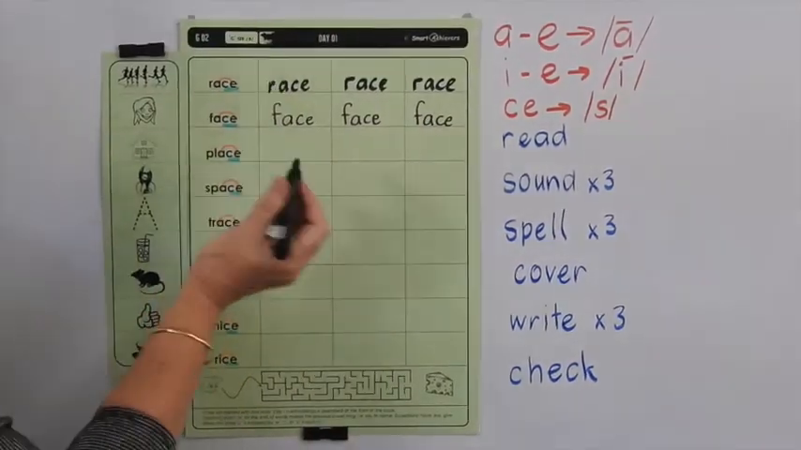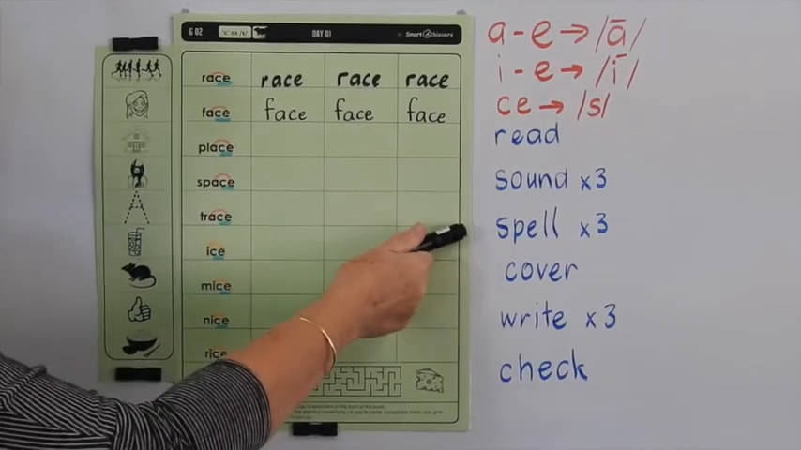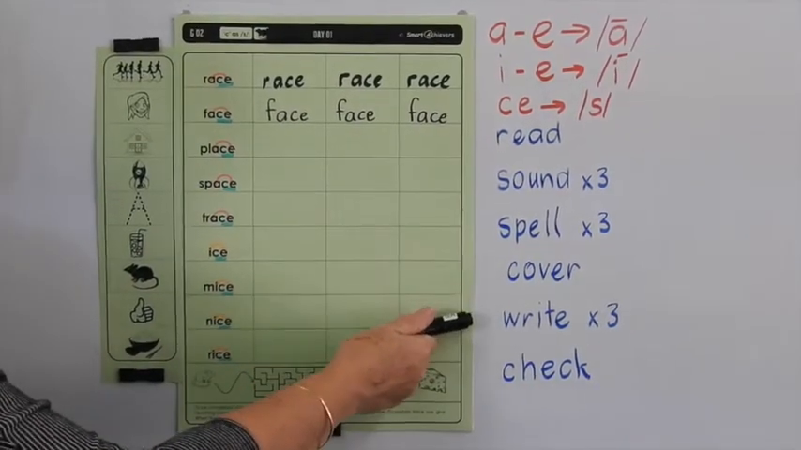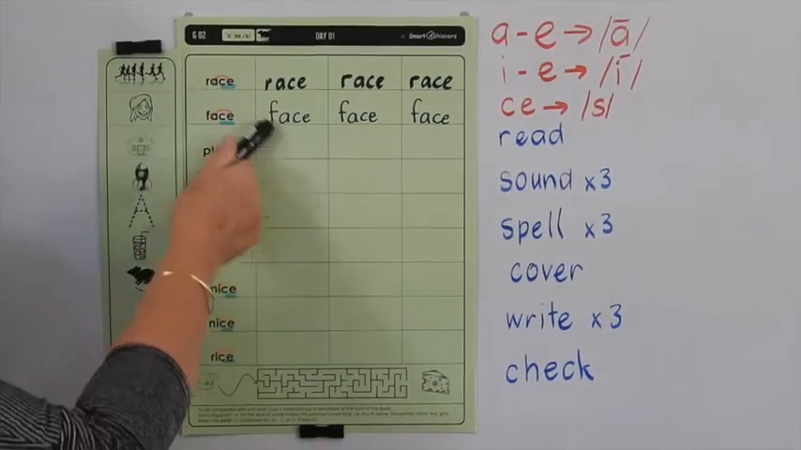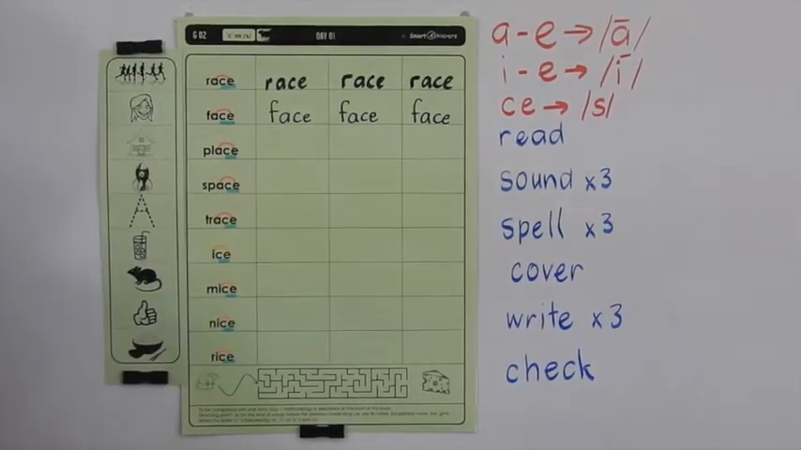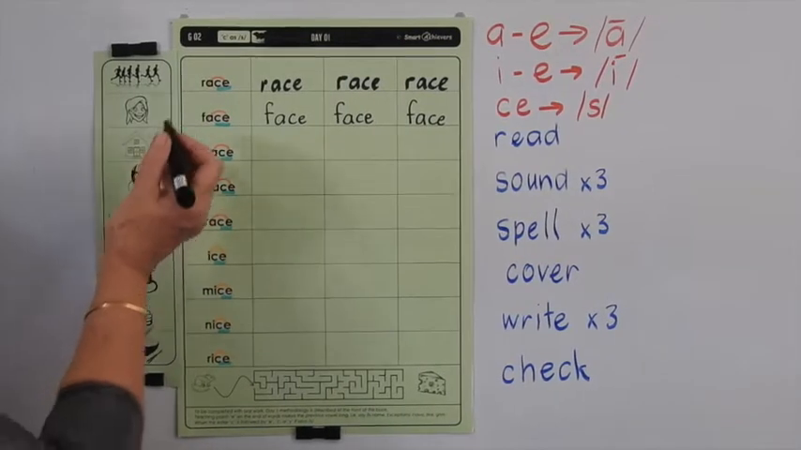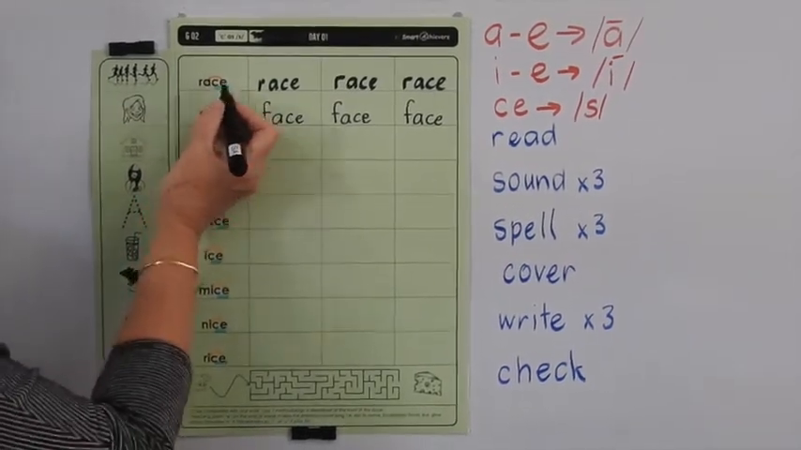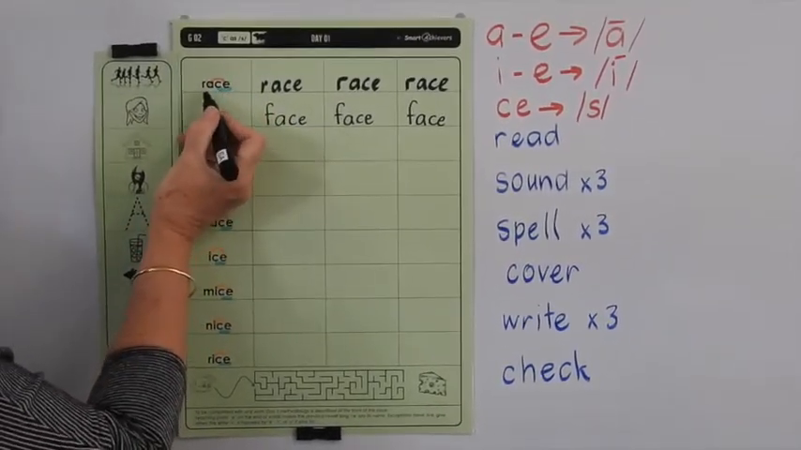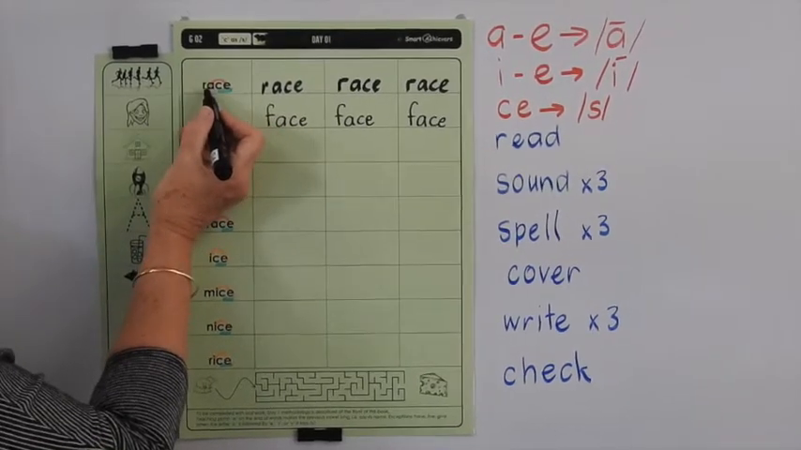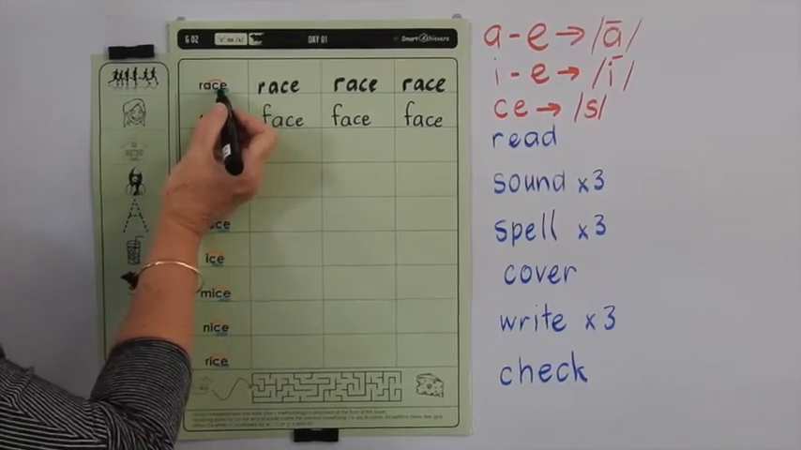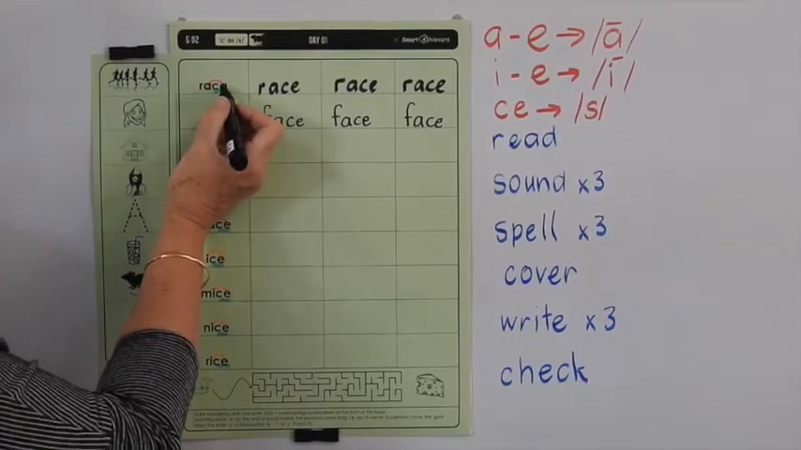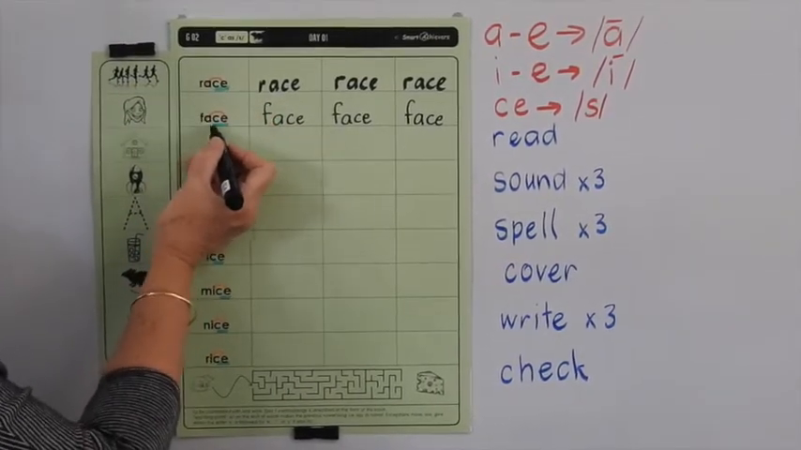Now we want you to do that, read it, sound it 3 times, spell it 3 times, cover it, write it 3 times, and then check to see if it's correct, so that you learn how to spell these words really quickly and easily. Don't forget, when you get to day 3 with this page, we've got a rule that we're working on. E goes away when ing comes to stay. So as all of these words end in an E, you have to take it away when you're making that word say racing or facing or placing.